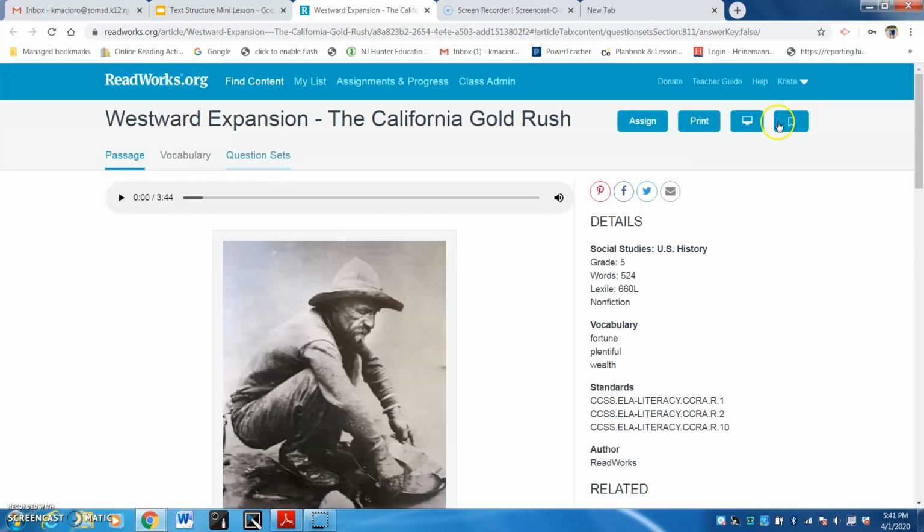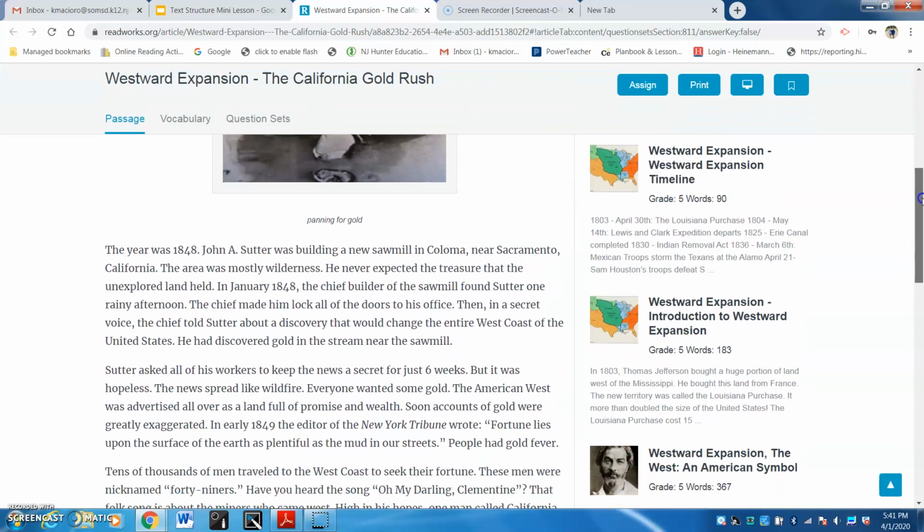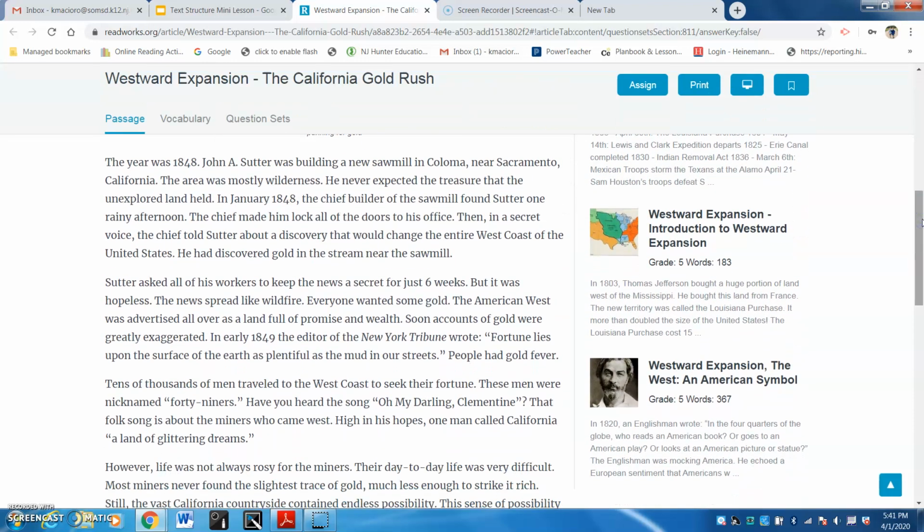Okay, so let's practice. I'm going to read an article, The California Gold Rush. And I'm going to start with the first paragraph. That will be my first chunk.